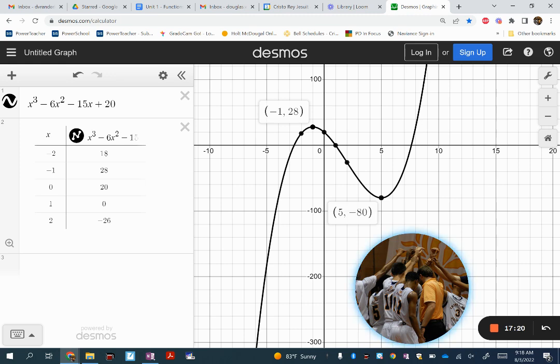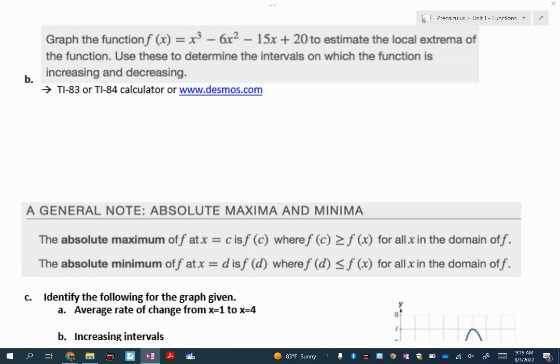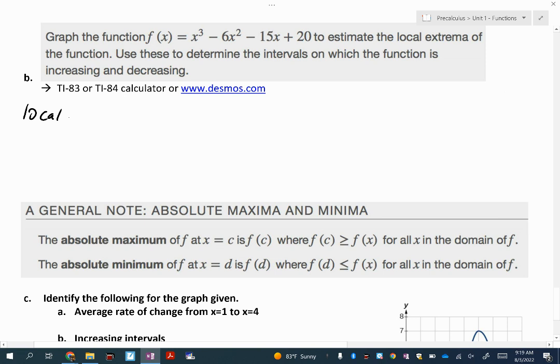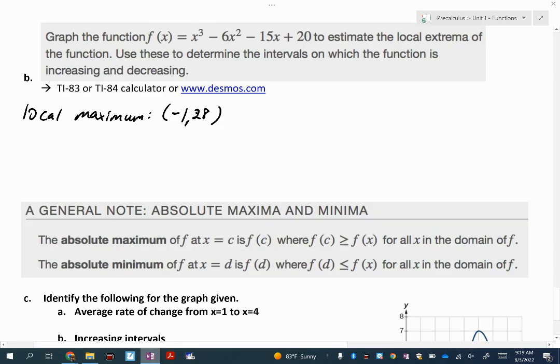So I said the local maximum was negative 1 comma 28, I believe. Confirm. Yes. And the local minimum is 5 comma negative 80.